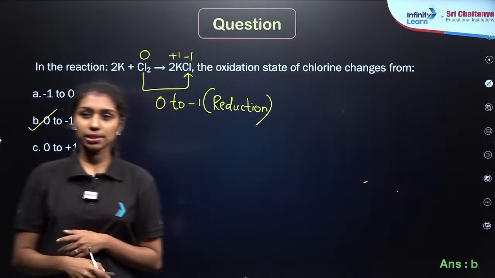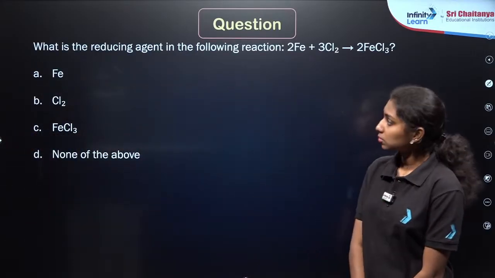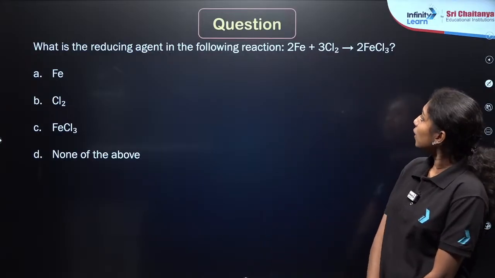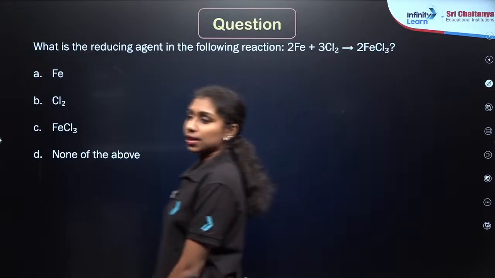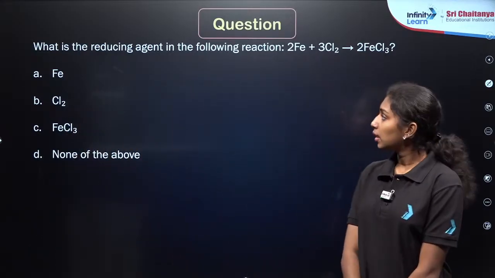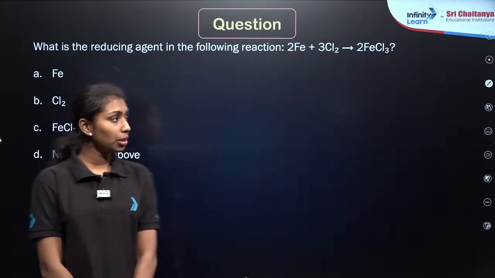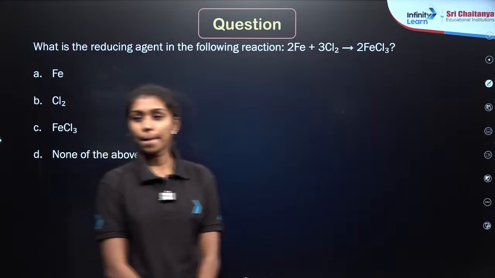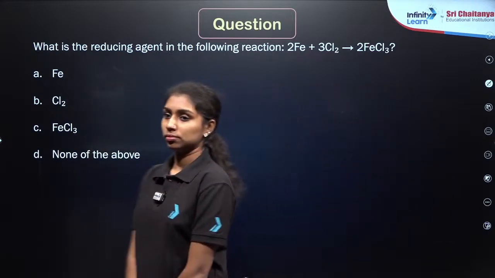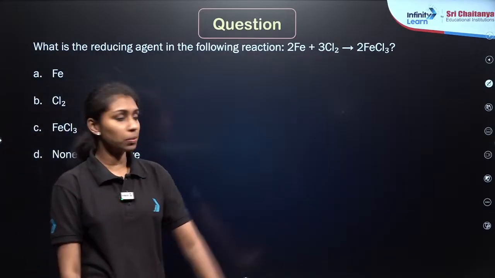Here is our next question. What is the reducing agent in the following reaction? The reaction of iron with chlorine to form iron chloride, FeCl3. Again, you need to check the oxidation numbers of each reactant and product given in the reaction. So what will be the oxidation number of iron here?